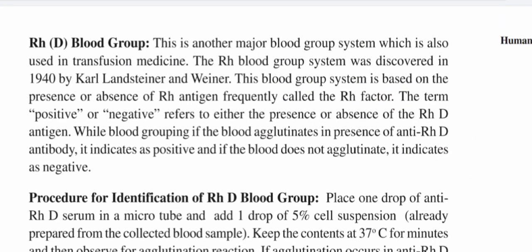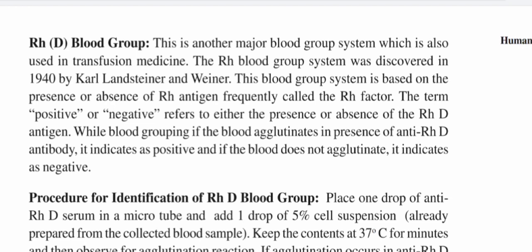RHD blood group. This is another major blood group system which is also used in transfusion medicine. The RH blood group system was discovered in 1940 by Karl Landsteiner and Wiener. This blood group system is based on the presence or absence of RH antigen, frequently called the RH factor. The term positive or negative refers to either the presence or absence of RHD antigen.